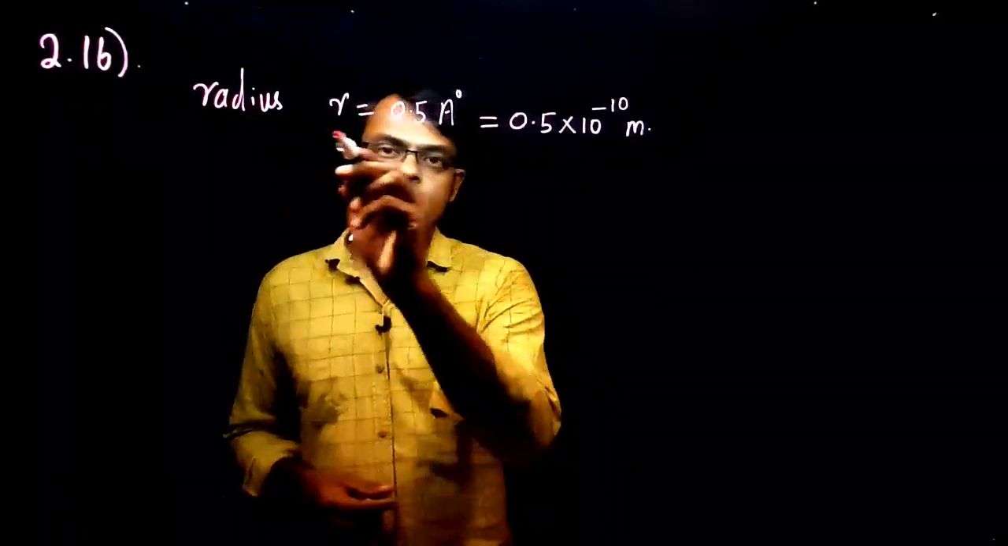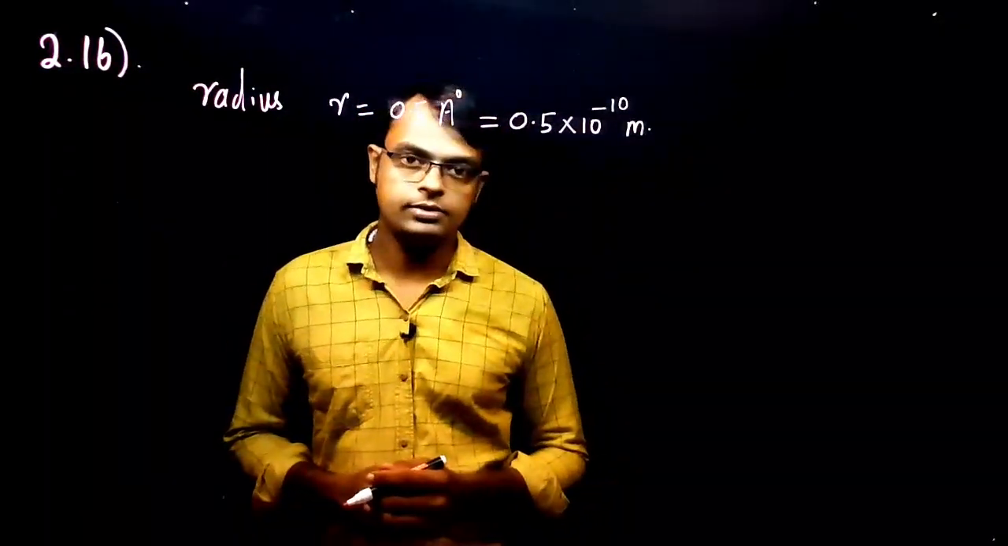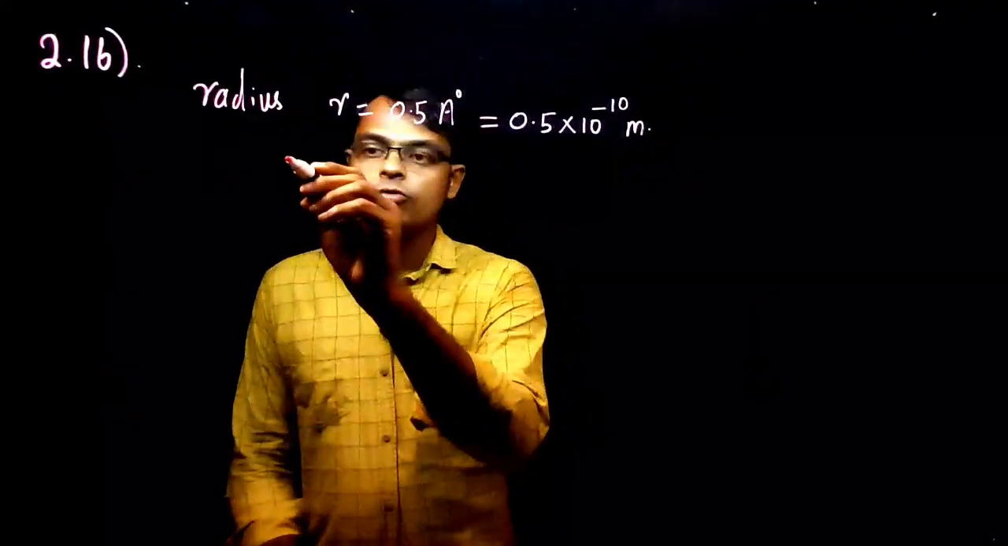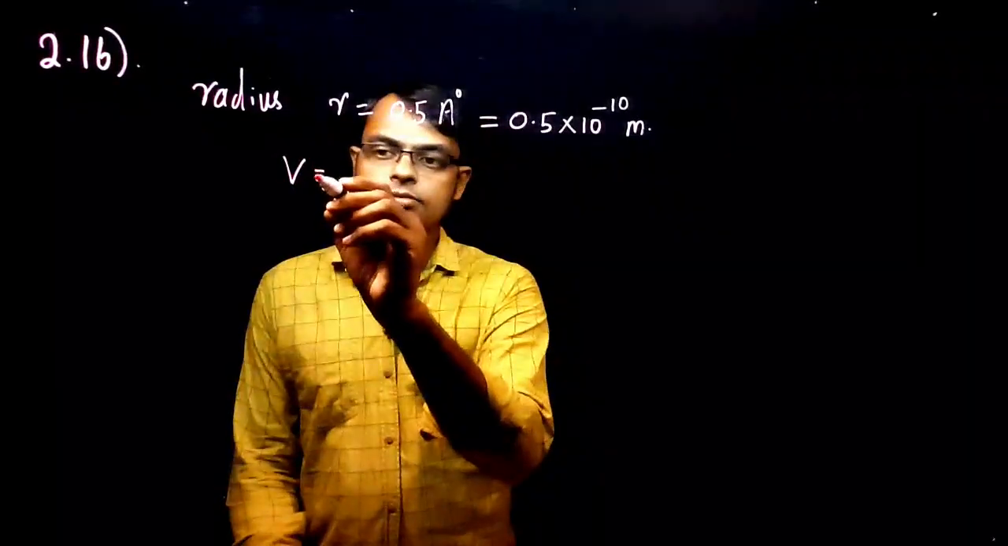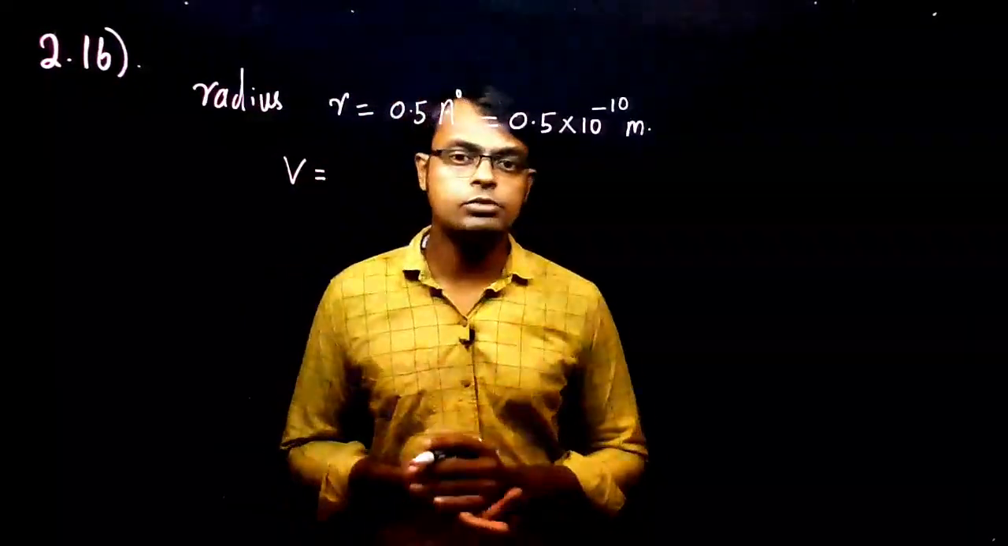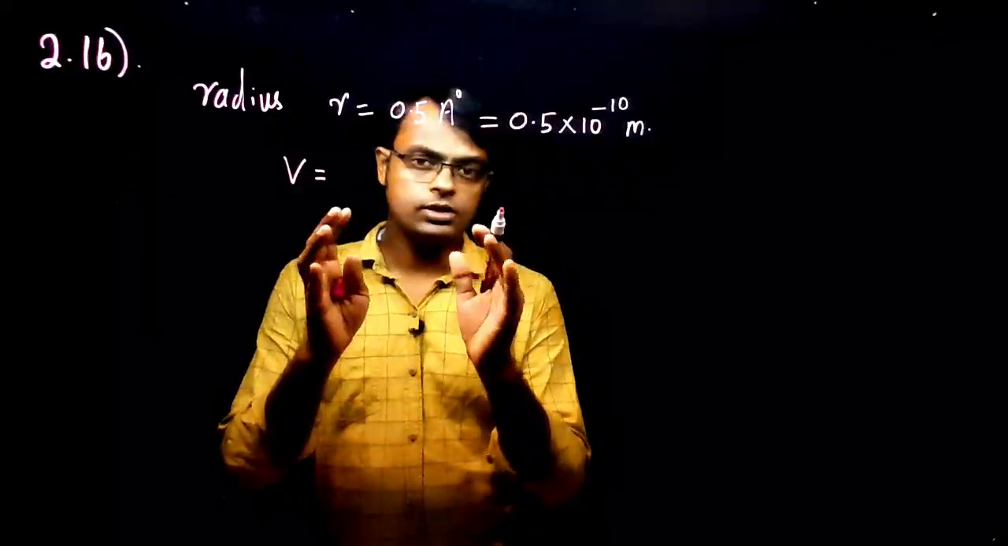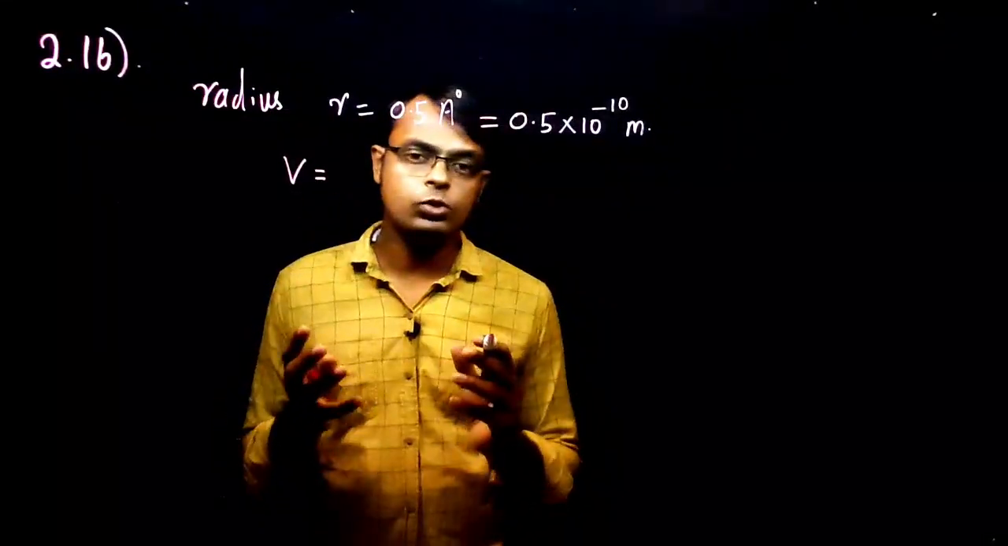Okay, so the radius of the hydrogen atom is given there. So what is the volume of 1 hydrogen atom? As you already learned in chemistry as well as in physics, the size or the shape of the atom is what?